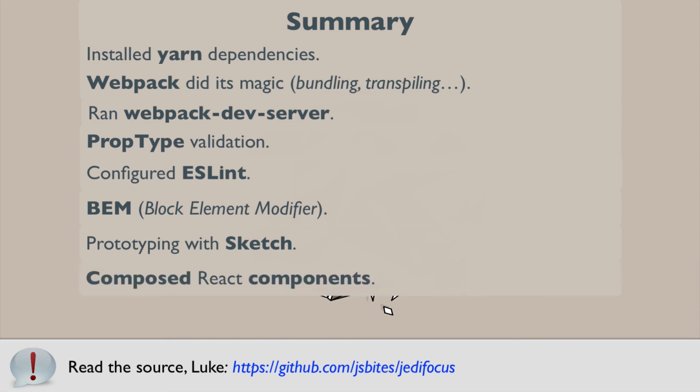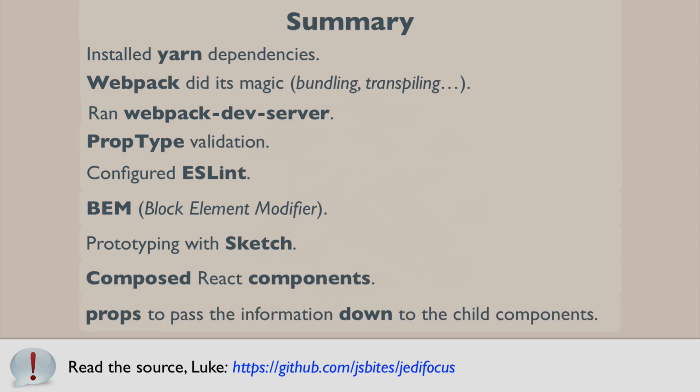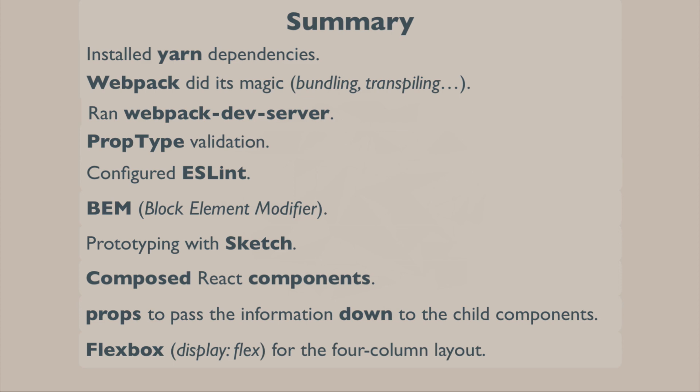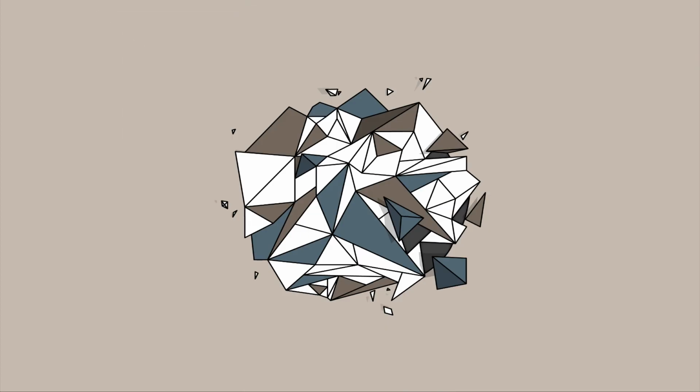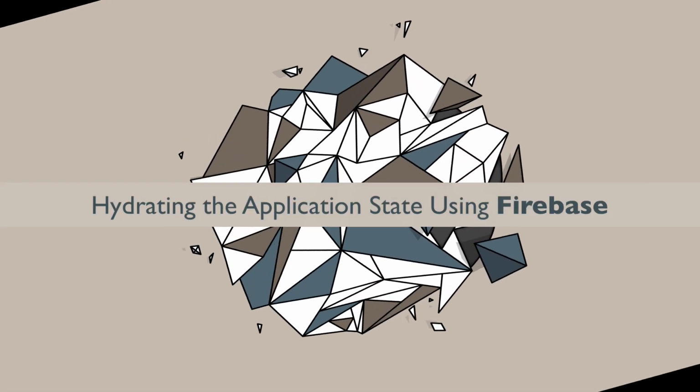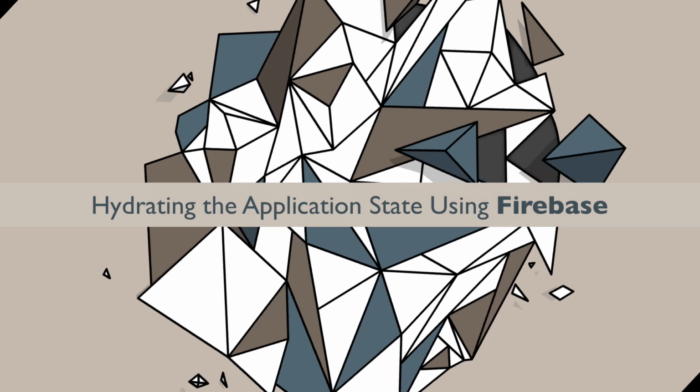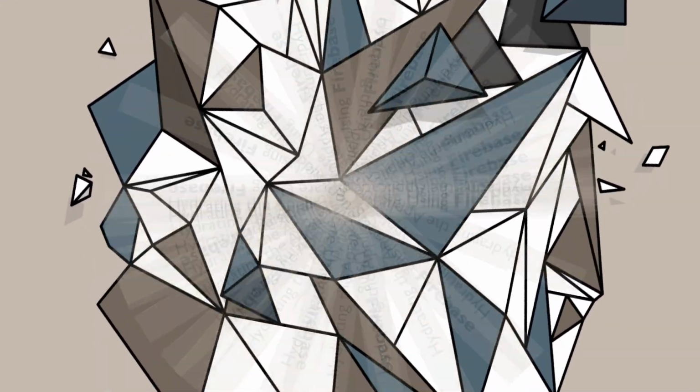We then created a few additional components that we needed and we composed them together. We used props to pass attributes down to child components, and also we used Flexbox to create a flexible 4-column layout easily. And in the next episode, we'll continue our journey about React by connecting our page to Firebase to hydrate our application state with some real-time data.